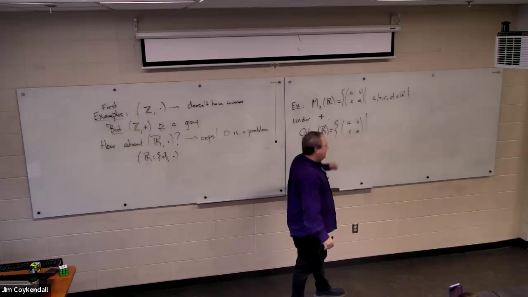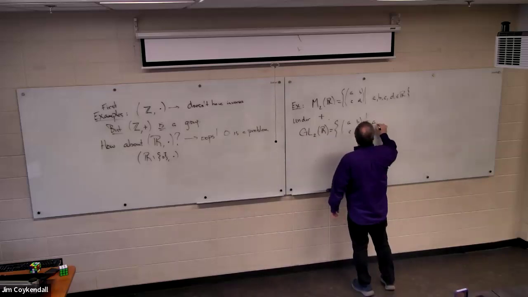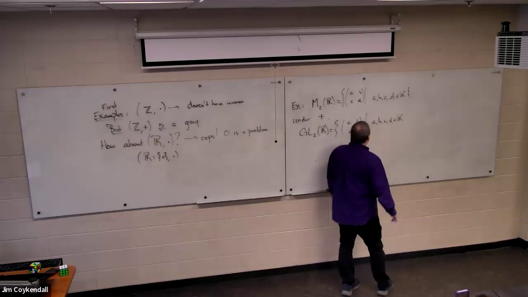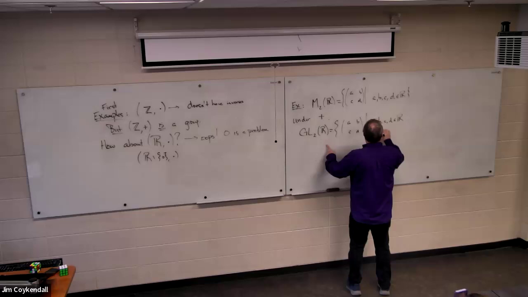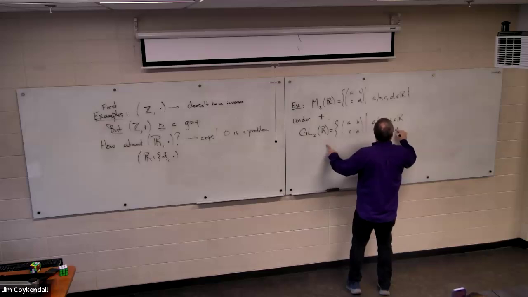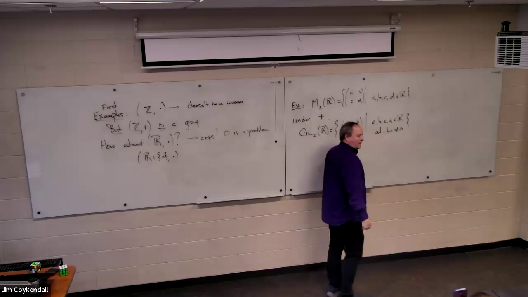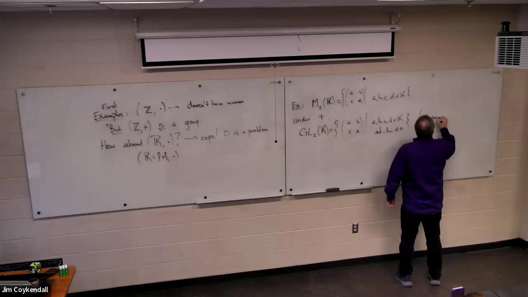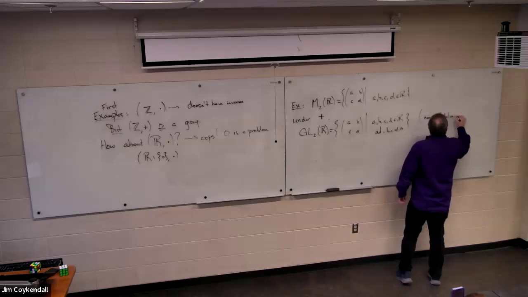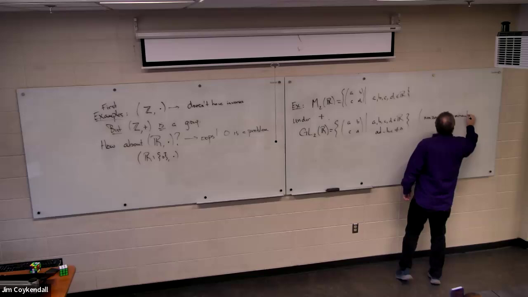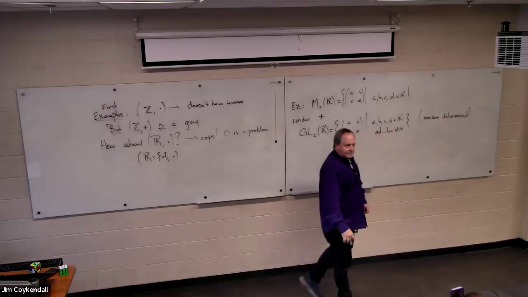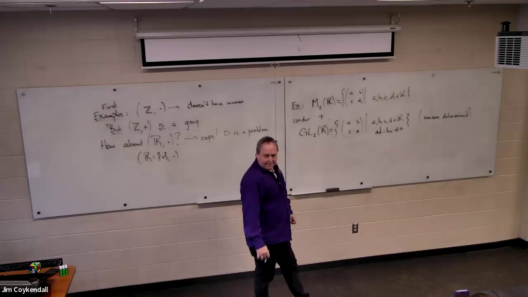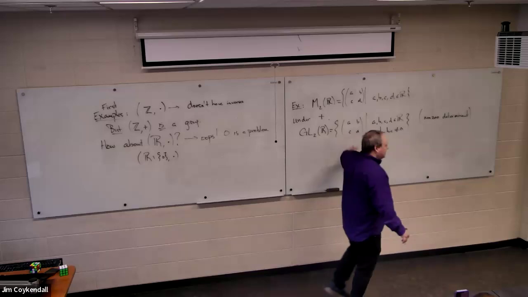Okay, so I'm going to find this. A, B, C, D are real, but I've got an extra caveat, and that is AD minus BC is not 0. So that means a non-zero determinant. Are you okay with it? Okay, let's think about this.